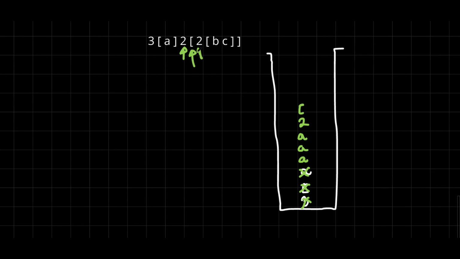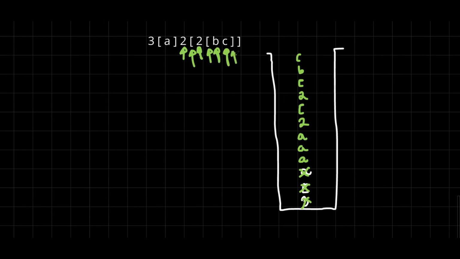Now we have found another 2. So we have to add 2 here. Now we have found another opening bracket. So we have to add the opening bracket here. Now we have found a B. After that, we have found a C. Okay, so far so good.